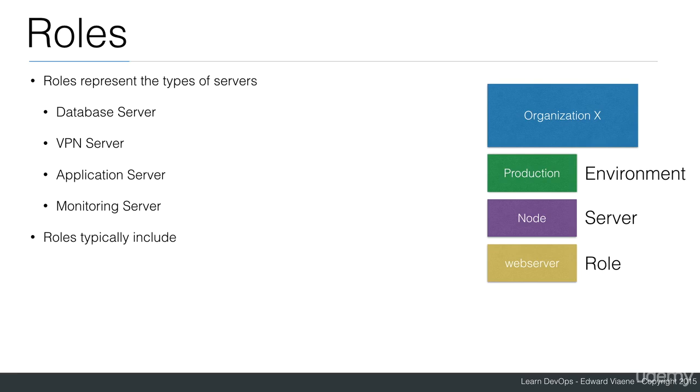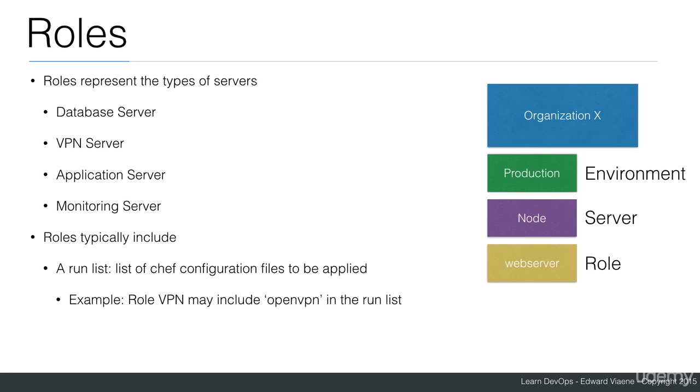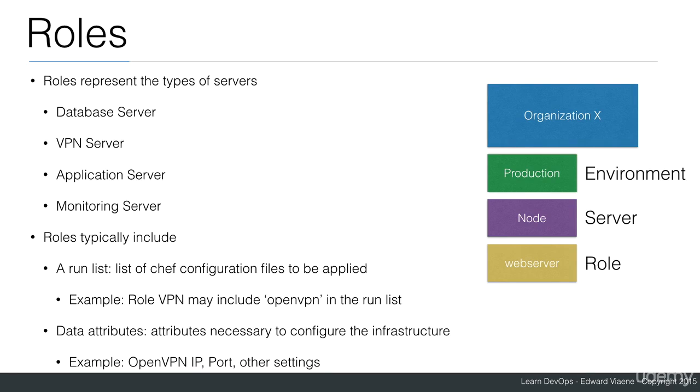Roles typically include a run list, which is a list of Chef configuration files to be applied. For example, the role VPN may include OpenVPN in the run list. It also includes data attributes, attributes necessary to configure the infrastructure, like variables. For example, the OpenVPN IP, the port, or other settings.